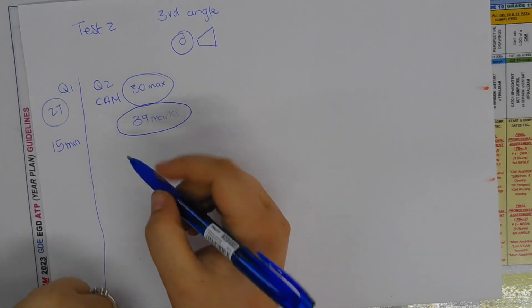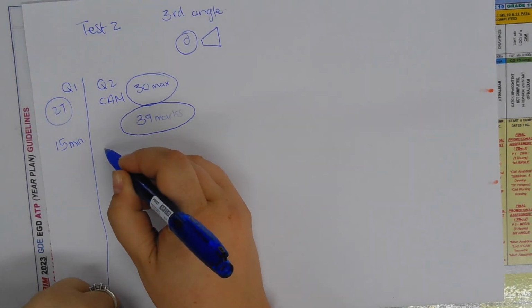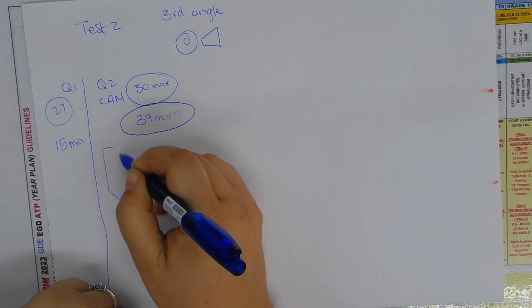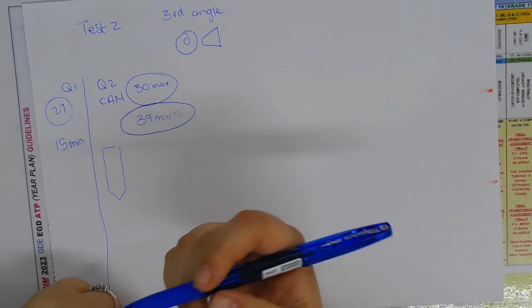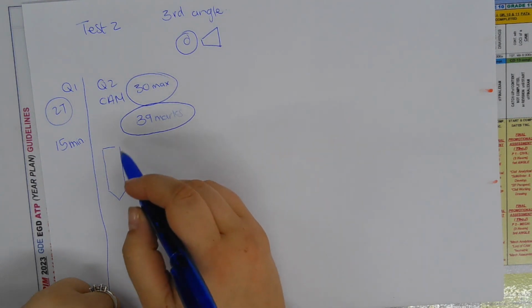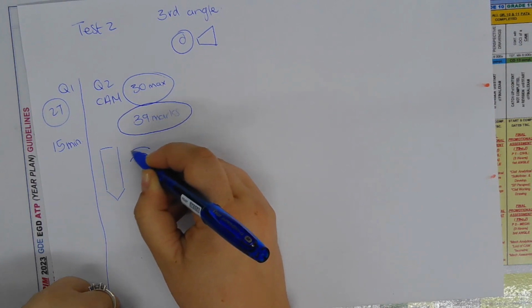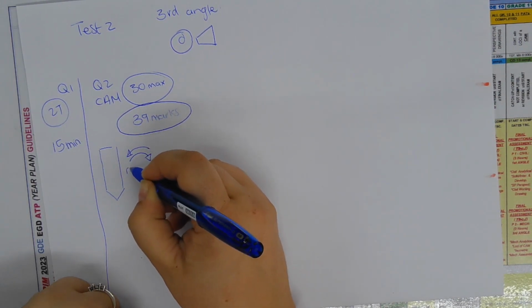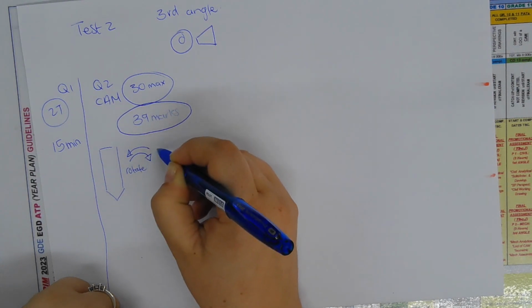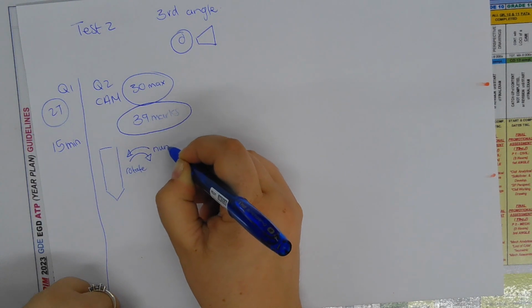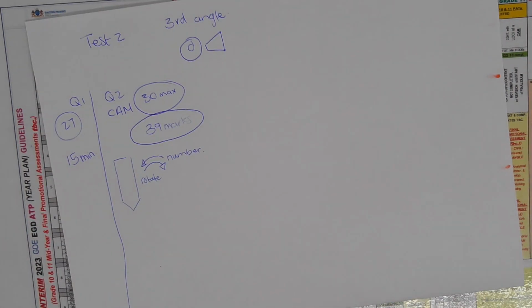Okay, my pen just died. So with your cam, you are going to need to look at your question where it gives you the follower and the measurements of the follower. It will tell you the rotation. If it rotates clockwise, you need to number anti-clockwise. If the rotation is clockwise, you number anti-clockwise, always in 30 intervals.